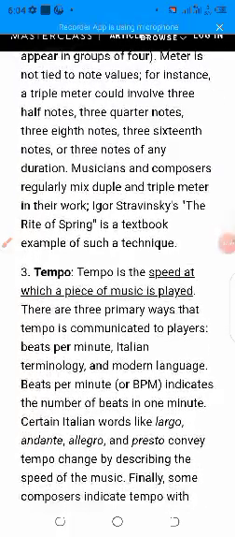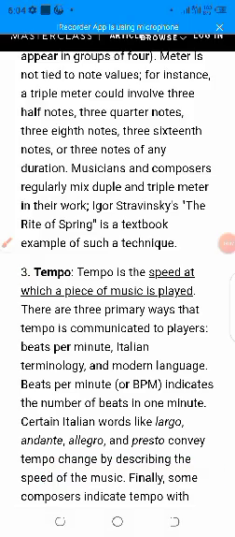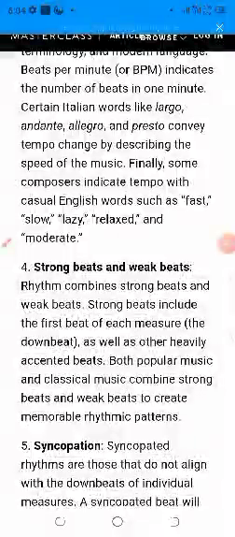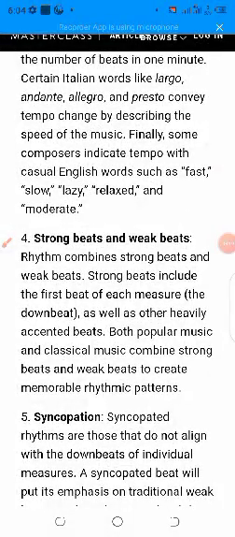Now tempo. What is tempo? Tempo is the speed at which a piece of music is played. We saw tempo in the first document we opened. Now strong beats and weak beats, that's what I just explained when I explained your meter. I've explained that already. Your first beat of the bar is always strong.